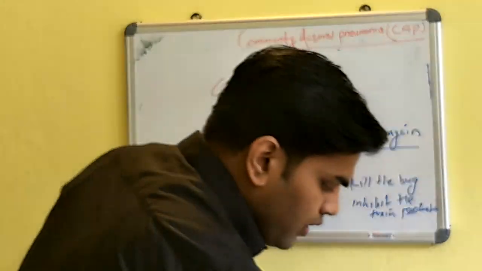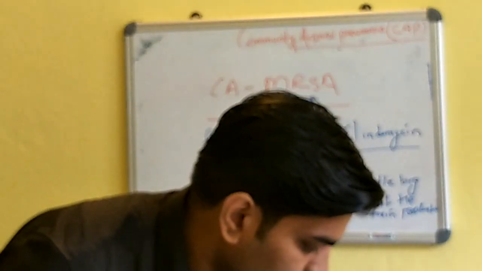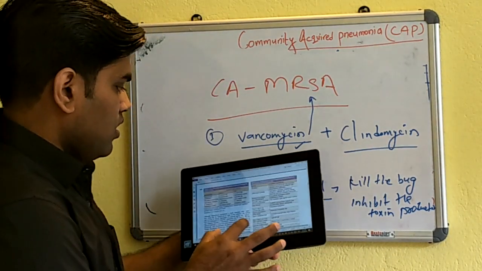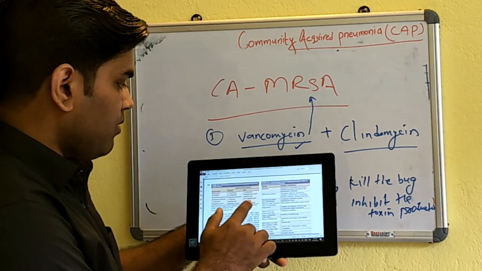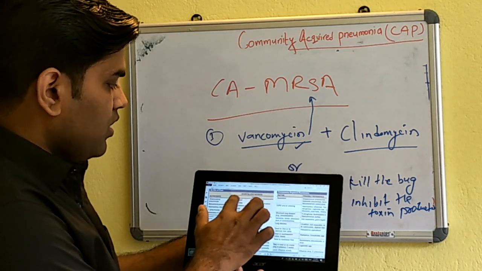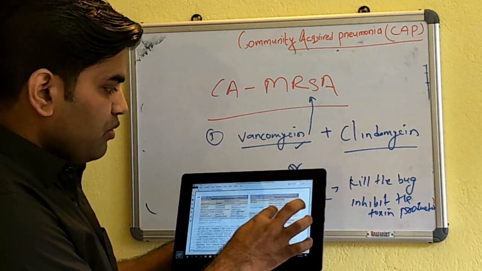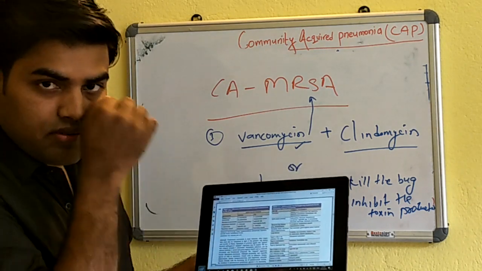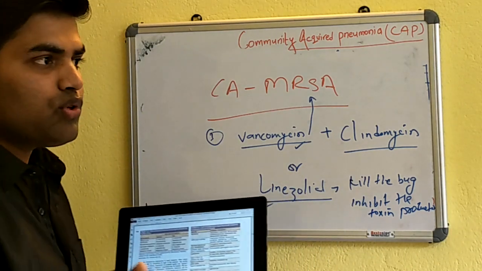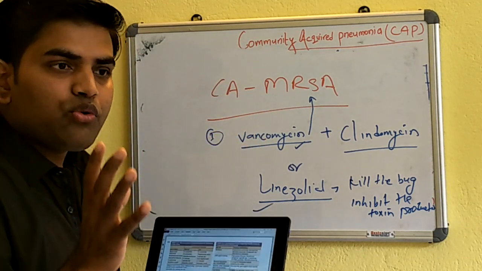Okay, now in Harrison you can see there is one table indicating the organism for outpatient, non-ICU and ICU, which I have discussed already. Then there is one table about community-acquired pneumonia, the risk factors and the possible organisms. That also you should know, because it will help you think, when a person comes with a risk factor, to narrow down what the organism will be.